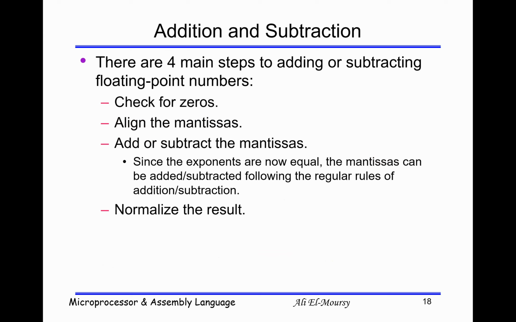There are four main steps to adding or subtracting floating point numbers. First, check for 0. If you are adding to 0, that means there is no addition. It's a trivial step. Then align the mantissas, add or subtract the mantissas together, and normalize the result at the end. Three major steps: alignment, addition, then normalization.